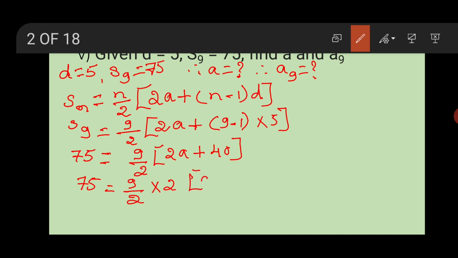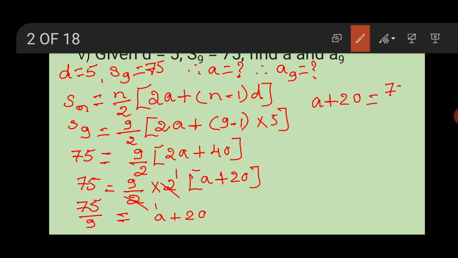Now 75 is equal to 9 divided by 2 into, on taking the common factor outside, 2 is common, take it outside, a plus 20 remaining inside the bracket. Now the 2s get cancelled. So 75, carry the 9 to the other side, it becomes divided by 9. It is equal to a plus 20. Therefore, what is the value of a? It is equal to, carry plus 20 to that side, it becomes minus 20.